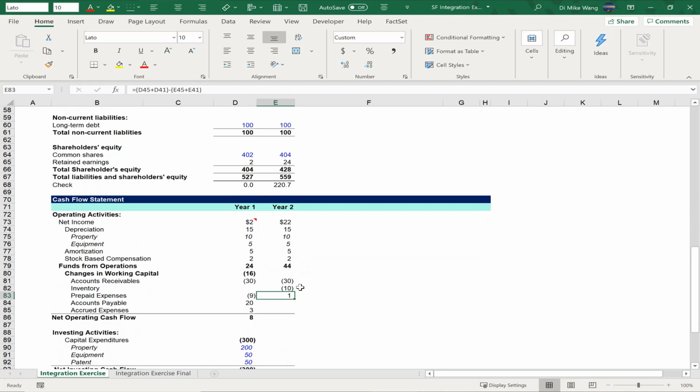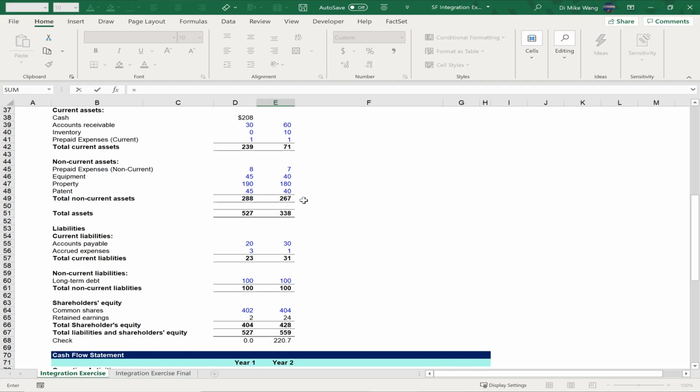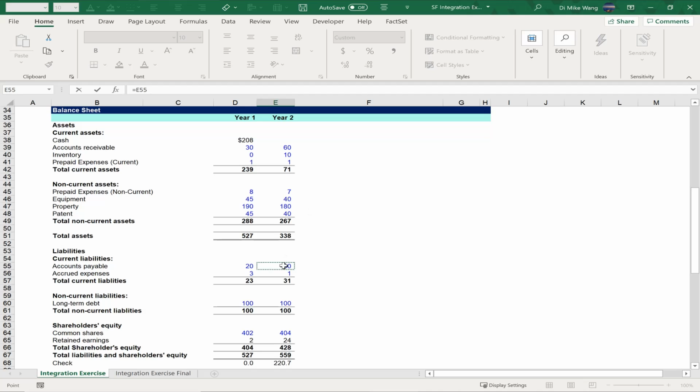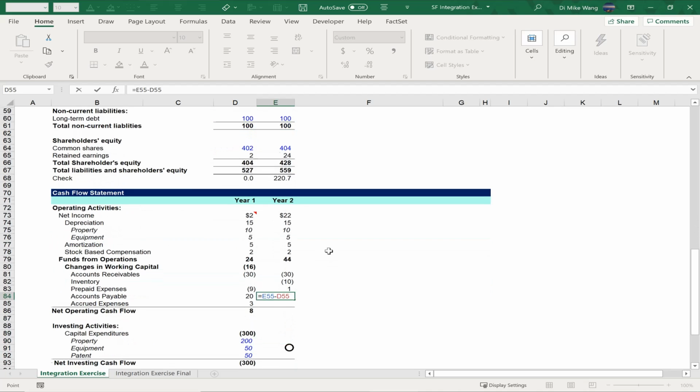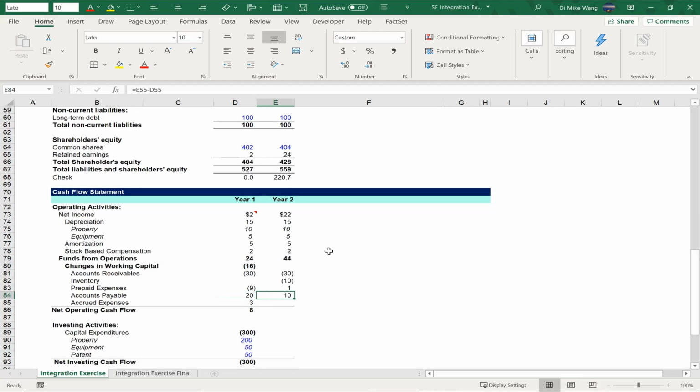And we actually have a positive figure in prepaid expenses because our prepaid expenses balance went down on the asset side. Under our liability side of the working capital portion, we have accounts payable. We're going to subtract the prior year's accounts payable from the current year's, and we can see that accounts payable increased by 10. Since we're increasing our liabilities, it's a net positive cash flow, a positive change in working capital.